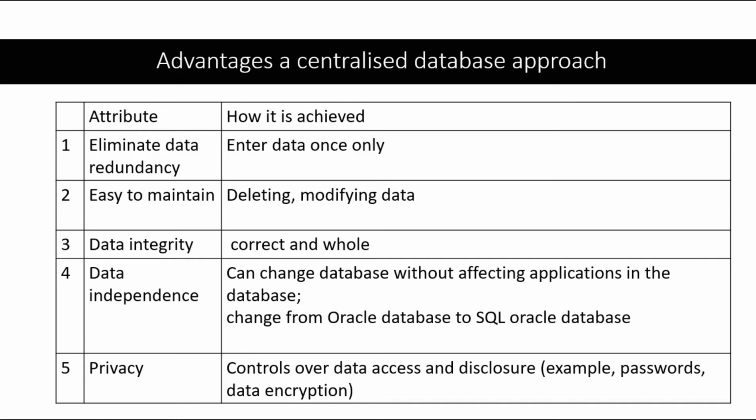Fifth is the privacy. There's control over data access and disclosure. You can use various data encryptions and various passwords. Data could be encrypted using codes for data rather than actual data. We use a code to nominate that data, and therefore actual data is not released, but the code is released instead.